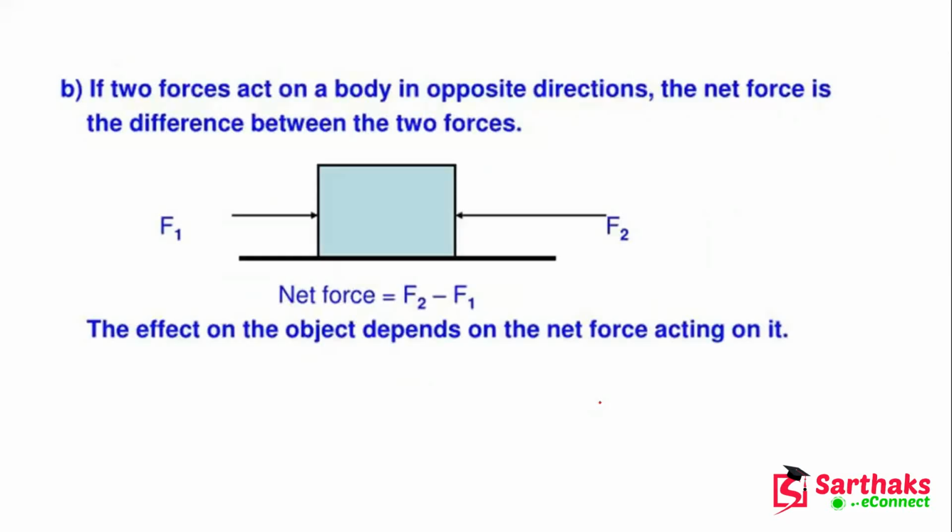Now, if two forces are acting in opposite directions, F1 from left to right and F2 from right to left, then F2 minus F1 is the net force. This is the net force.